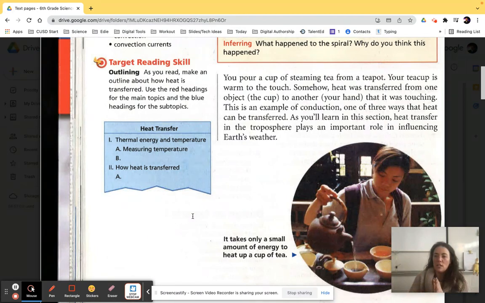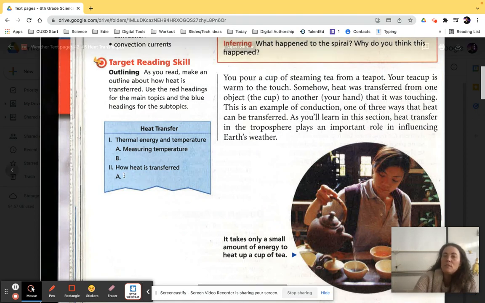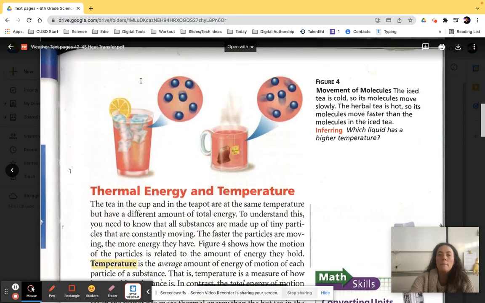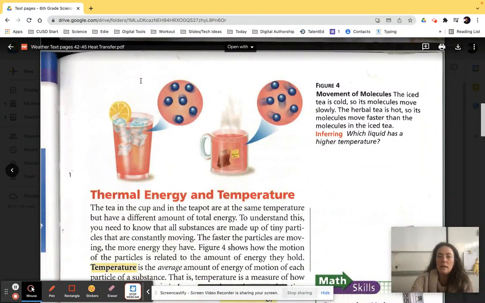Whenever I think of the word conduction, I always think about touching, and conduction is something that is used in electricity. But in order for electricity to flow through something, it has to be touching, and it's conducting electricity. So we always remember conducting is by touching. So that's one of the ways that heat is transferred in the troposphere, and we're going to learn about the three ways. Thermal energy and temperature.